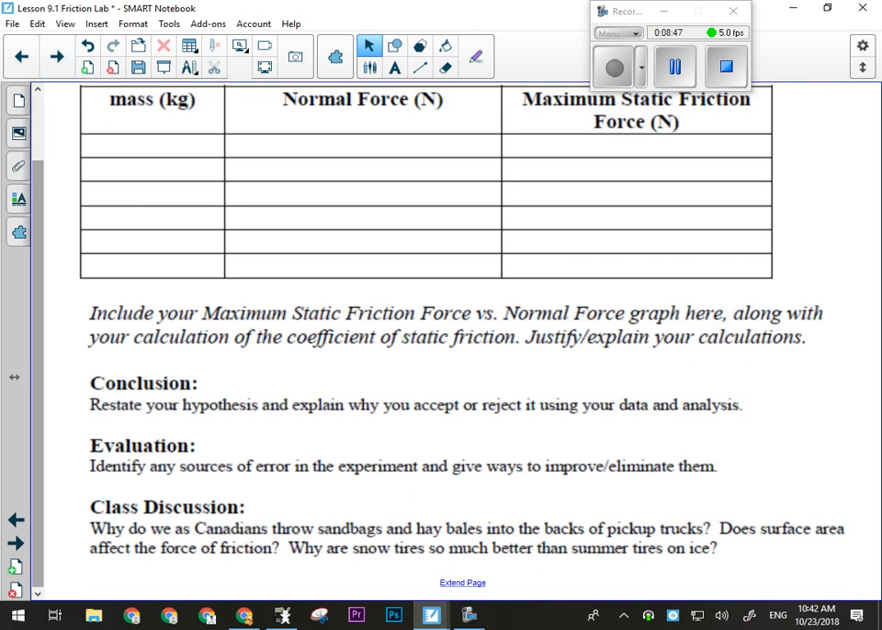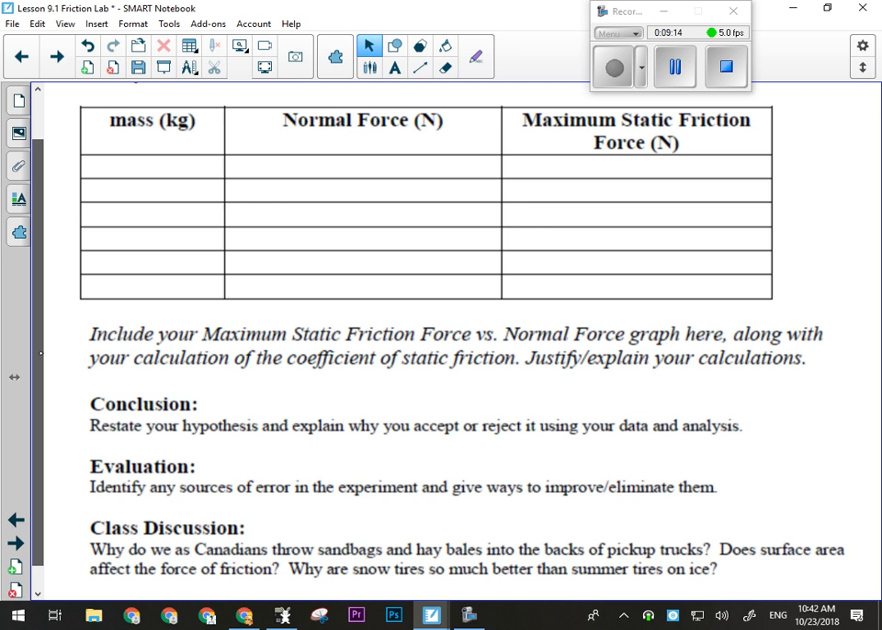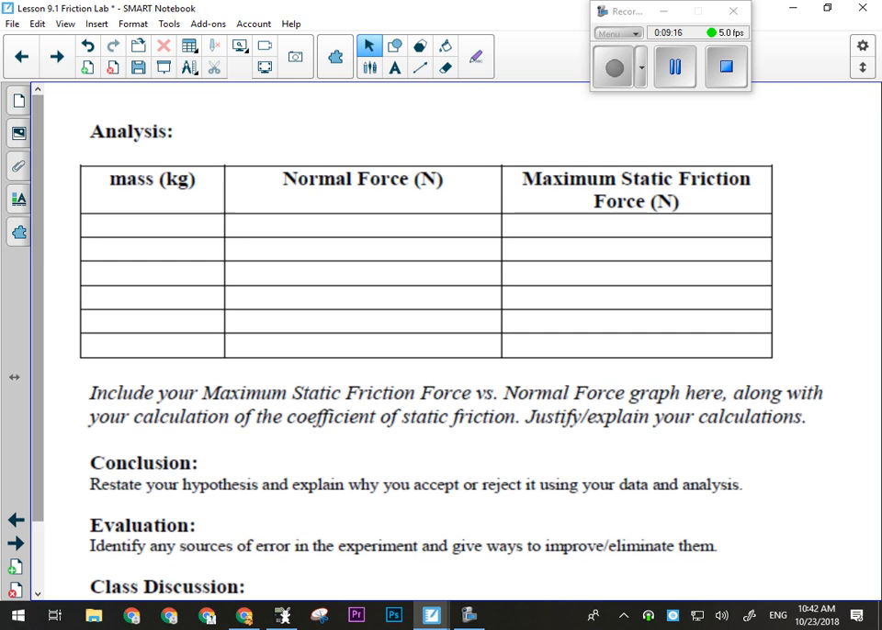In the analysis here, it'll say include your graph along with your calculation of the coefficient of static friction. So show me that calculation and then justify and explain why that calculation accurately gives you the coefficient of friction. For your conclusion, copy and paste your hypothesis, and explain why your data supports it or not. For sources of error, there are some, so list two and ways to fix them. You don't have to do the class discussion; we'll talk about that when I hand them back. Any questions on what you're doing?